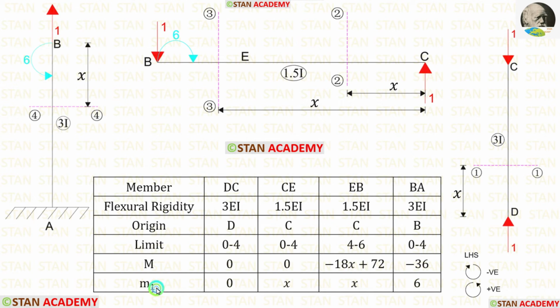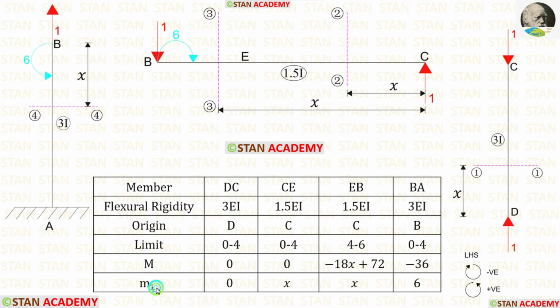Now let us find M1 in DC. In DC, up to the section, we have only the unit load. For this unit load, there is no perpendicular distance, so we should not consider that. In this case, in DC, M1 is 0.